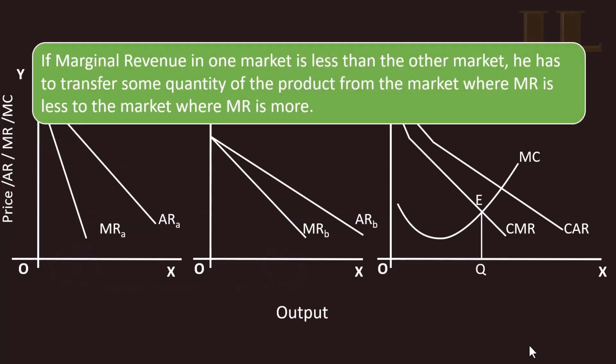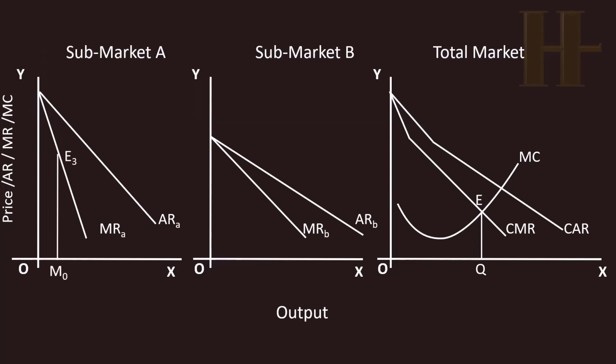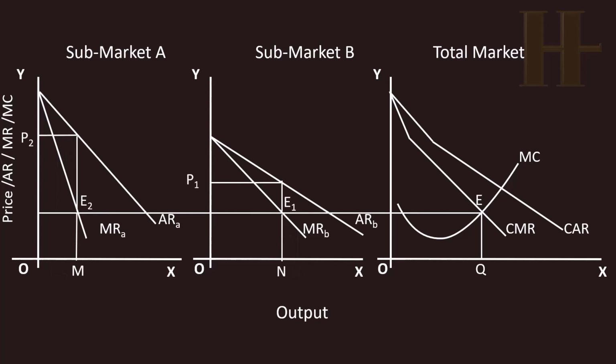If the marginal revenue in one market is less than the other market, he has to transfer some quantity of the product from the market where marginal revenue is less to the market where marginal revenue is more. For example, if he allocates M0 units to submarket A, marginal revenue is M0E3 and allocates N1 units to submarket B, its marginal revenue is N1E4. Marginal revenue in submarket A is high. Marginal revenue in submarket B is low. Then the monopolist must transfer some quantity from submarket B to submarket A so that marginal revenue in submarket A is equal to marginal revenue in submarket B and both are equal to marginal cost. This alone will ensure maximum profit to the discriminating monopolist.